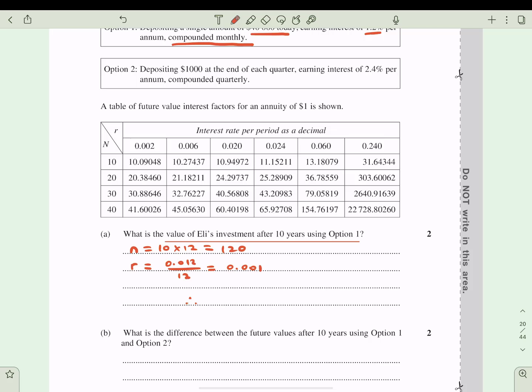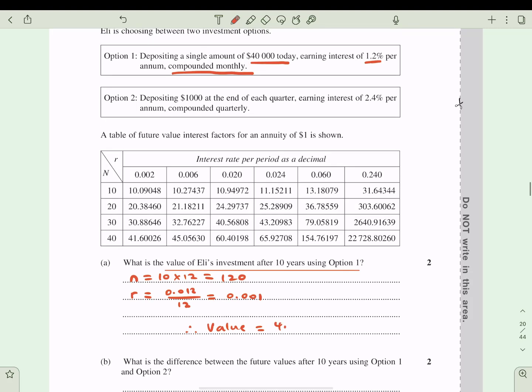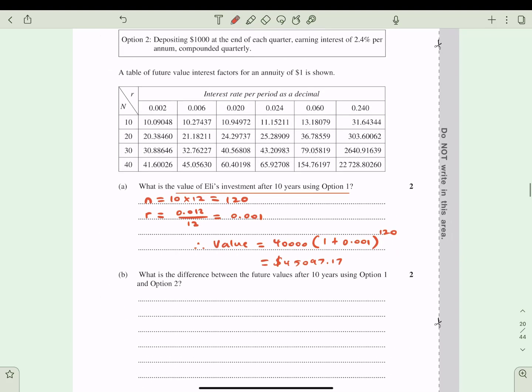So now using the compound interest formula, my value after 10 years is going to equal the principal, so 40,000, I think, times 1 plus the interest rate to the power of the number of periods, which is 120. Okay, and when we put that into our calculator, we should get $45,097.17. Alright, so that's using the compound interest formula. Just be very careful with your N and your R. Okay, I think that would trick quite a few people.